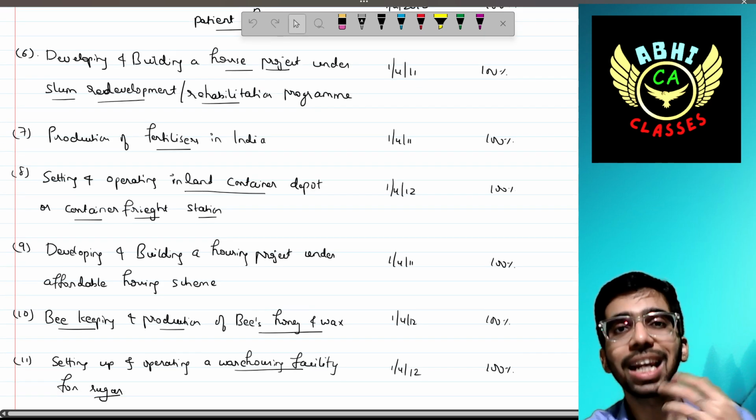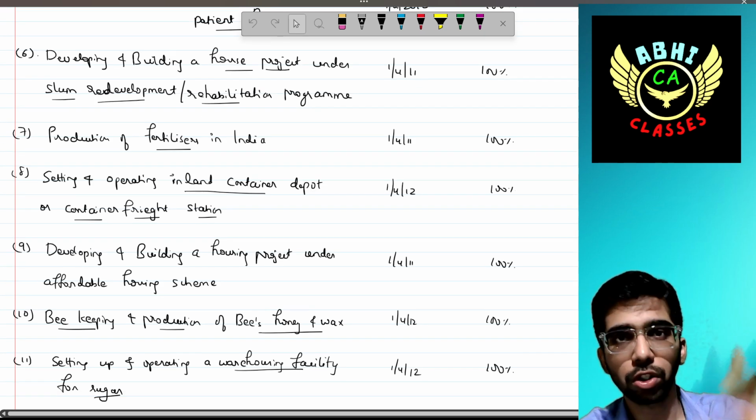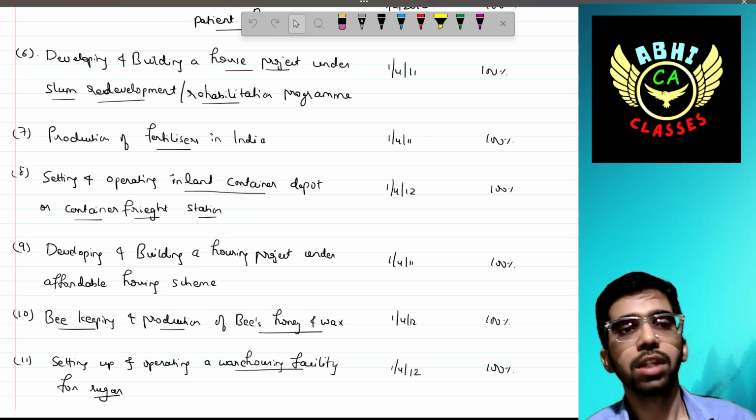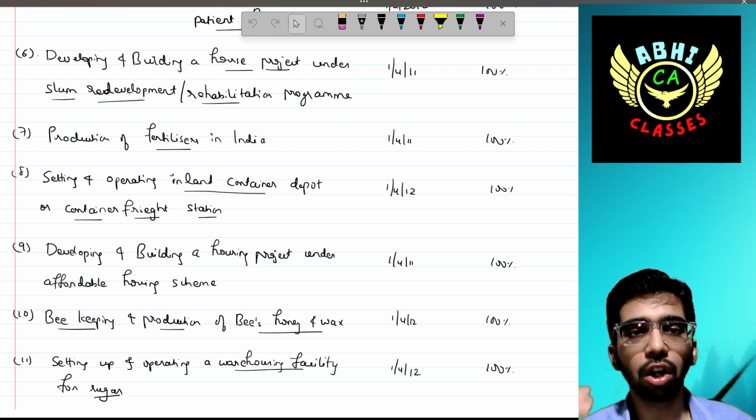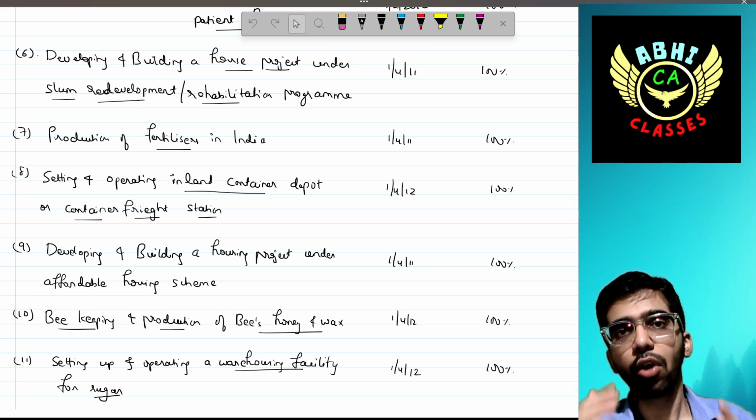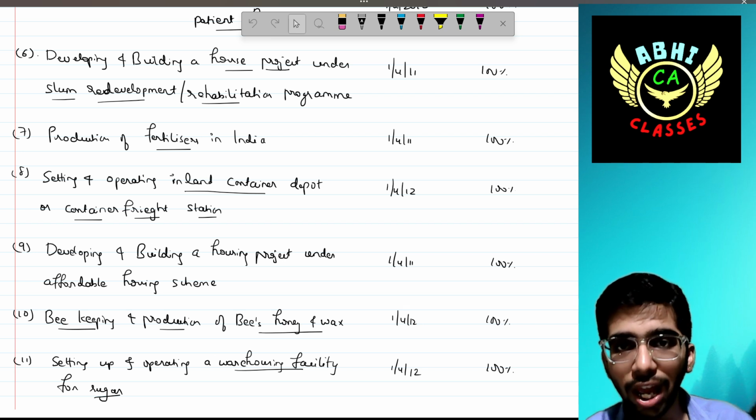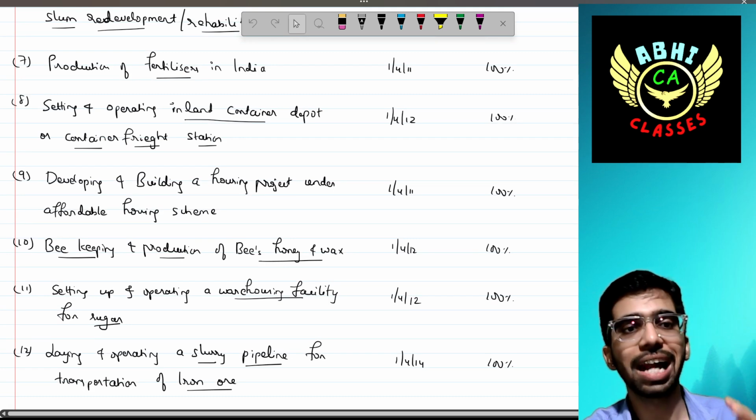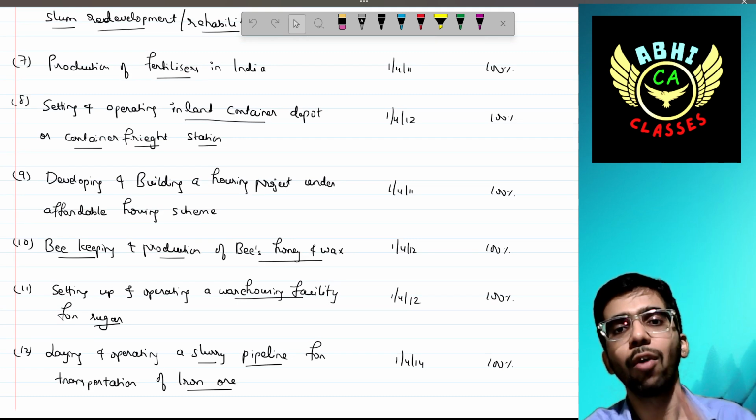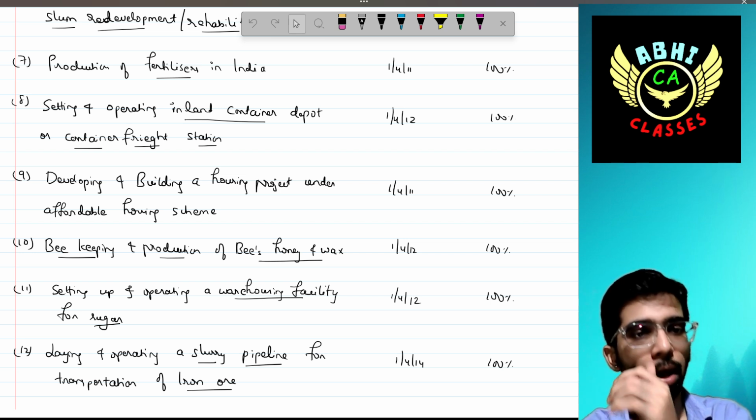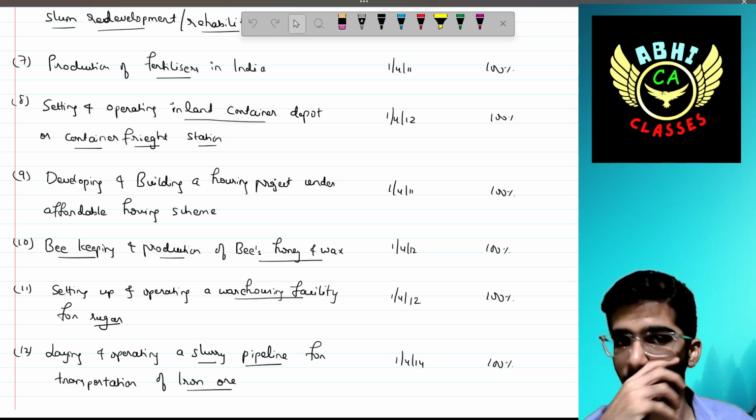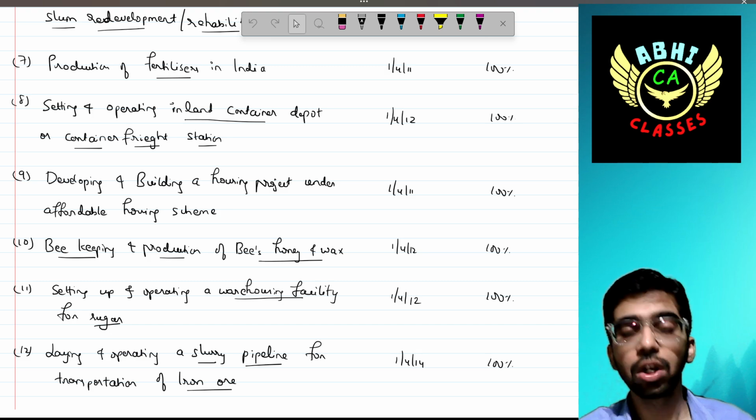Then production of fertilizers in India. If you are engaged in the business of production of fertilizer, 1st April 2011 onwards, 100%. Setting up and operating an inland container depot or container freight station, the business should be on or after 1st April 2012, 100%. Developing and building a housing project under an affordable housing scheme, 1st April 2011, 100%. Beekeeping and production of honey and wax, then 1st April 2012 onwards, 100%.